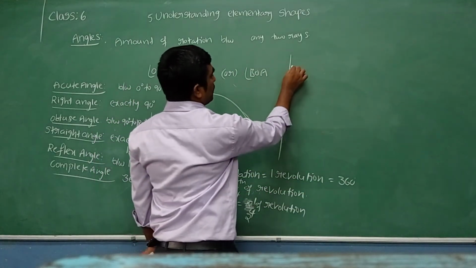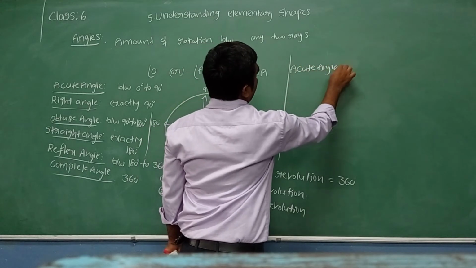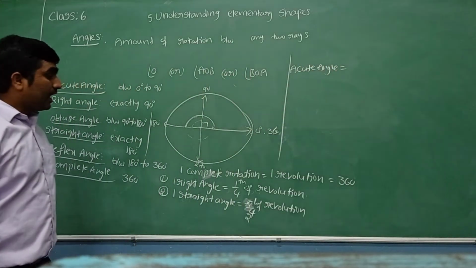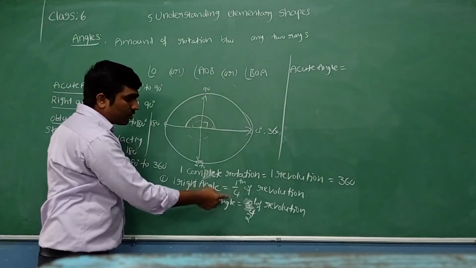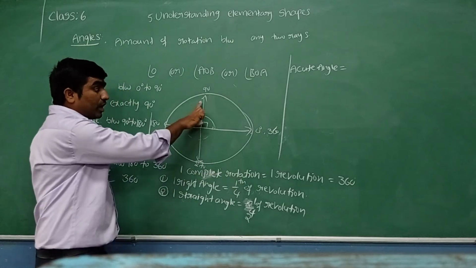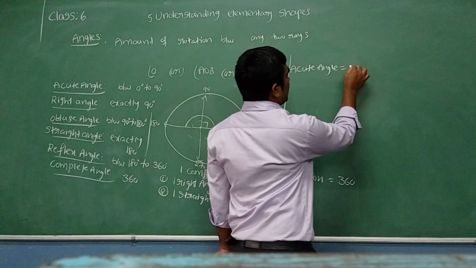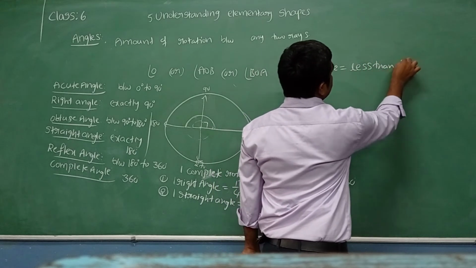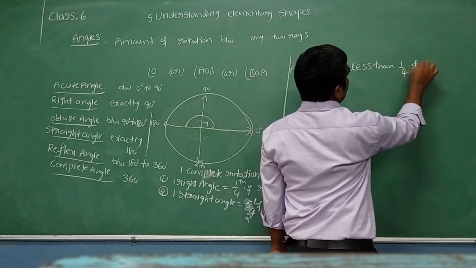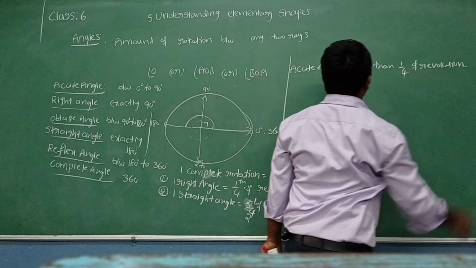How can we say for acute angle? Anybody? How can we write acute angle in terms of revolutions? Sir, acute angle means it is below 90 degrees. 90 we can call 1/4 of revolution. So for acute angle, we can say that it is less than 1/4 of revolution.